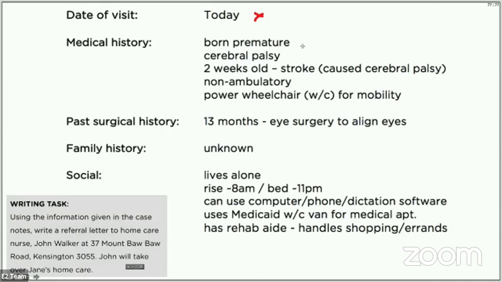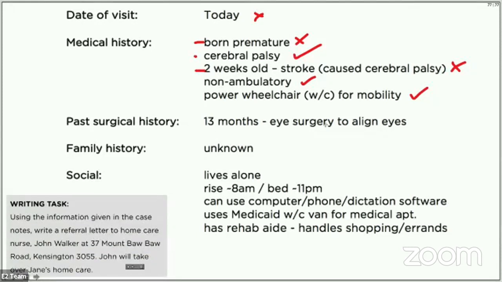Medical history. Okay. Born premature, cerebral palsy, 2 weeks old stroke caused cerebral palsy, non-ambulatory. I'm going to say this is not relevant, this is relevant, this is not relevant, this is relevant, this is relevant. Okay, it's enough to probably say to John that Jane has cerebral palsy. He doesn't really need to know that she was born premature or that a stroke caused the cerebral palsy.